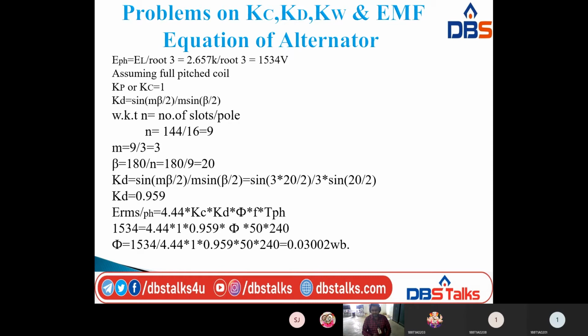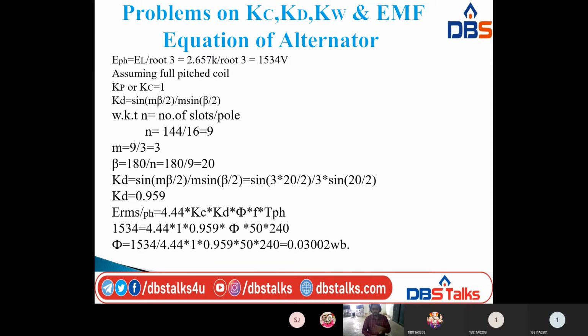By using this, we have to calculate the flux value. Not the EMF value, we have to calculate the flux value. What is the formula? E RMS per phase is equal to 4.44 into Kc, which we already calculated, Kd, which we already calculated, and f, which we already calculated, and T phase, which we already calculated. But now we have to calculate the flux phi value.